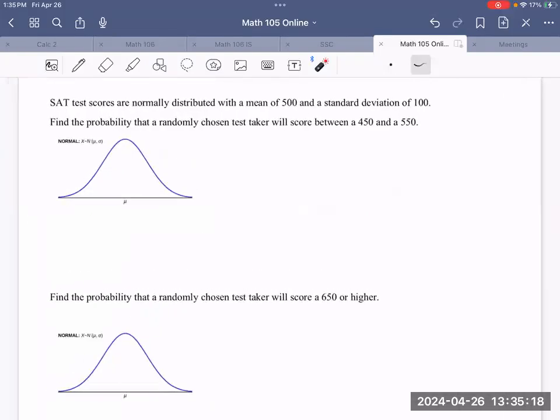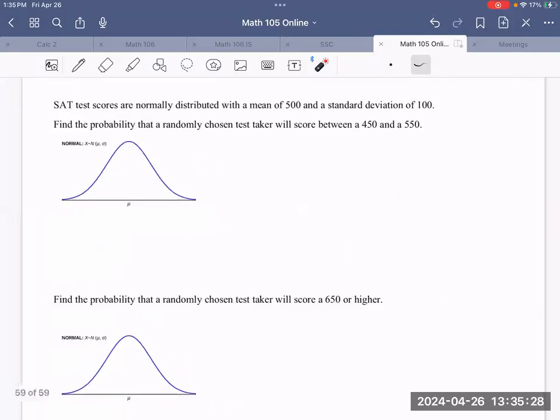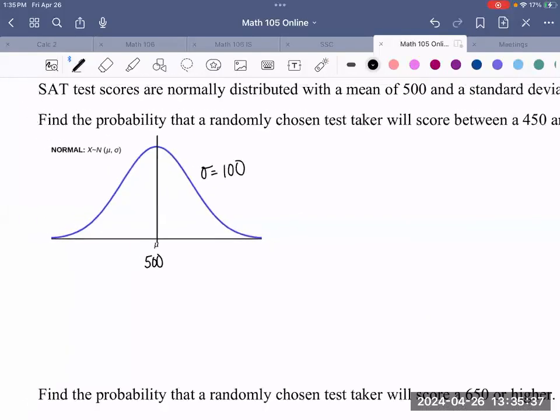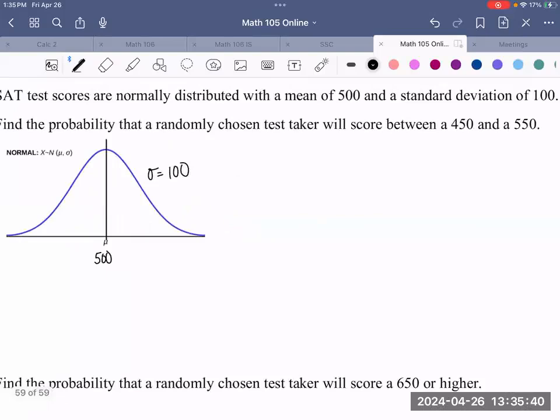So that being said, let's see if you can pause the video and at least attempt the first few questions. It says SAT scores are normally distributed with a mean of 500 and a standard deviation of 100. So we're looking at this value here is 500, standard deviation of 100. So find the probability that a randomly chosen test taker will score between a 450 and a 550. So we want to know this area right here.